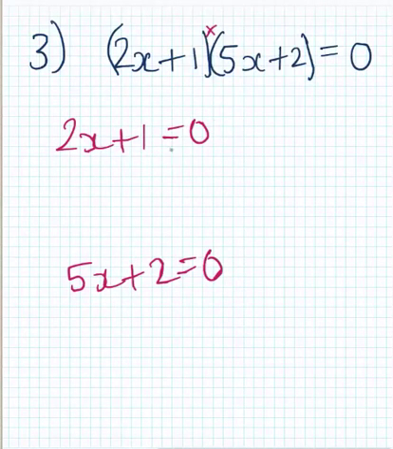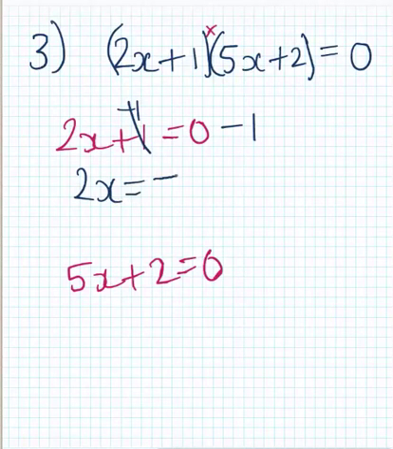So to solve this one, we can see the 1 will go first. So minus 1 on this side, minus 1 on that side. That cancels out. And we have 2x equals negative 1. Final step is to divide by 2. Divide by 2. This cancels out. So x will equal negative 1/2 or negative 0.5.